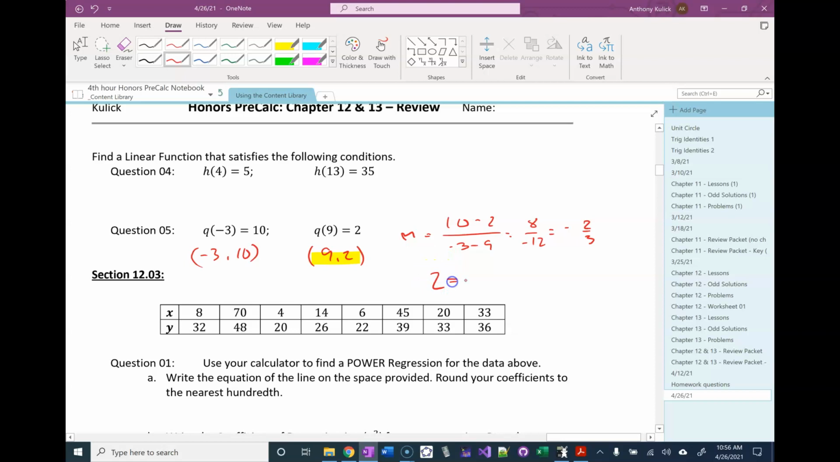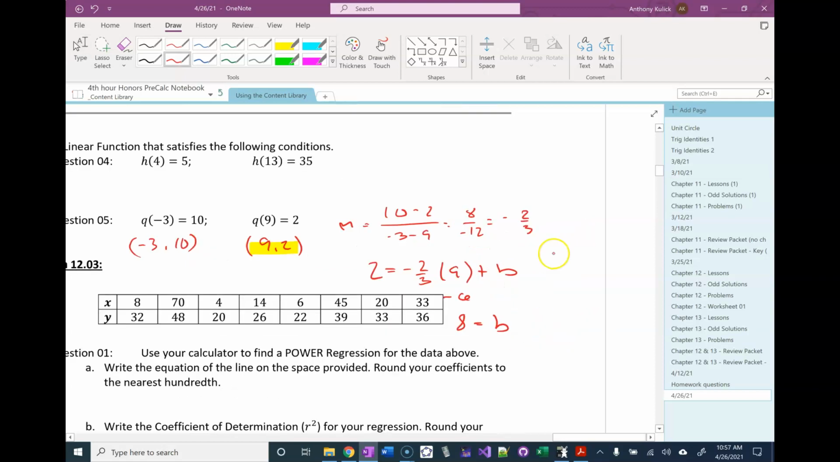So I say that 2 is equal to negative 2/3 times x plus b. So negative 2/3 times 9 is negative 6. And I add that 6 over and I get b is equal to 8. I realized that was the point for some reason. Yep, so that's the trick, is just to think about them as points.